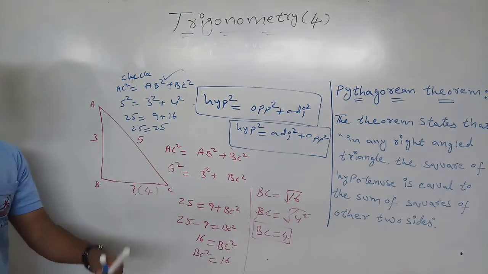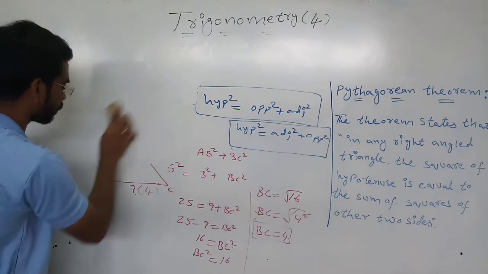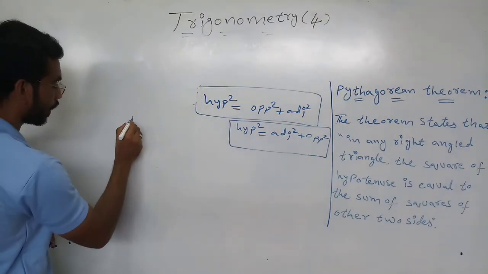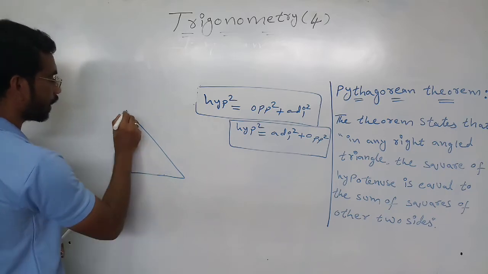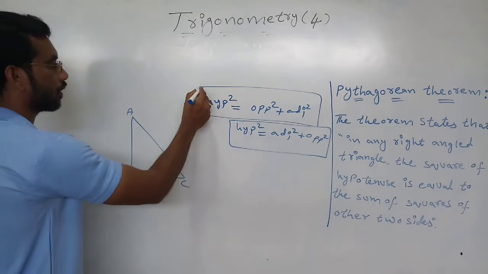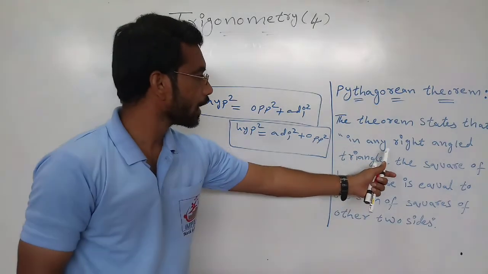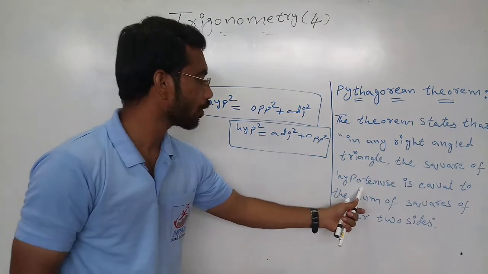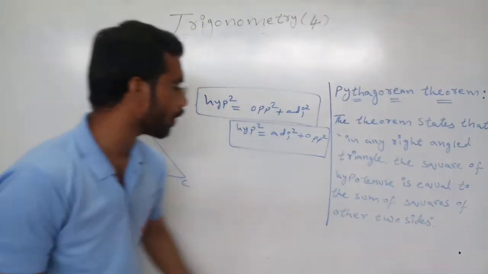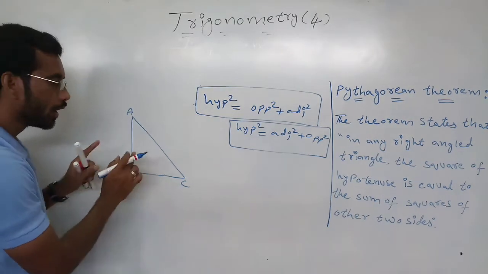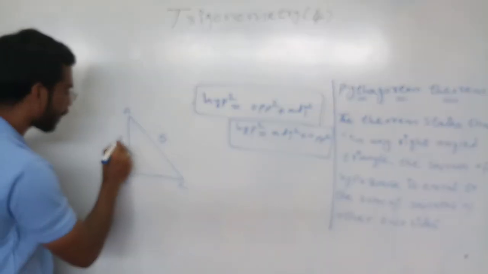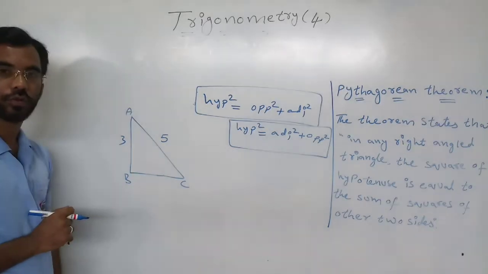Now one more time let me explain to you. Take a right angle triangle, name it as ABC. What does Pythagoras say? In any right angle triangle, the square of the hypotenuse is equal to the sum of the squares of the other two sides. Now here it is given 5, here it is given 3. Base we don't know. We should find out the base.